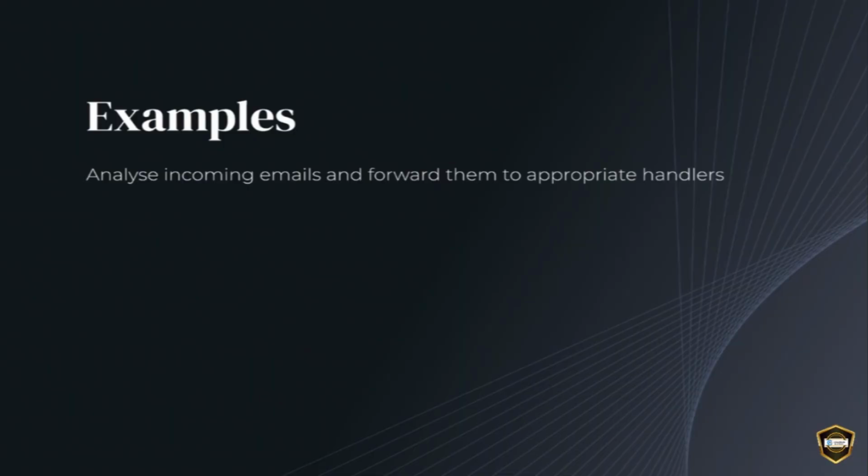So here are a few examples of what n8n can actually do, and these examples we will actually cover in this course. For example, it can analyze incoming emails and forward them to an appropriate handler. It can decide using AI what's in that email, if it's important or not, and which department that email needs to be forwarded to.